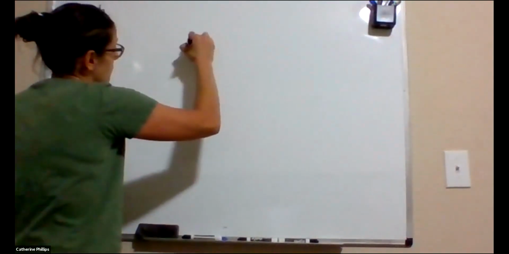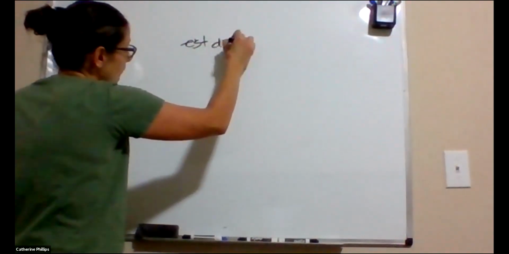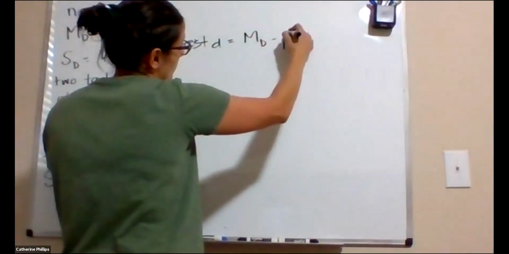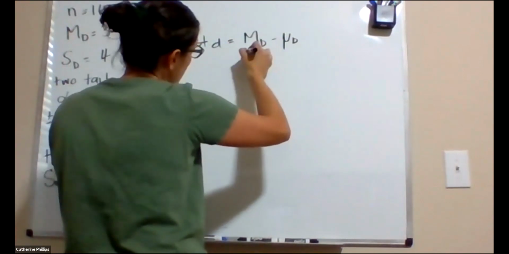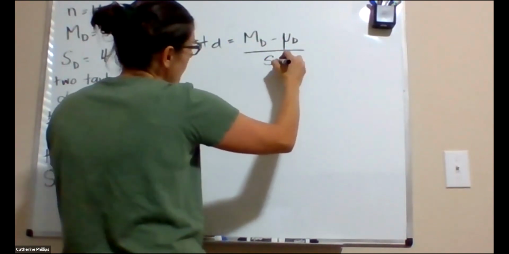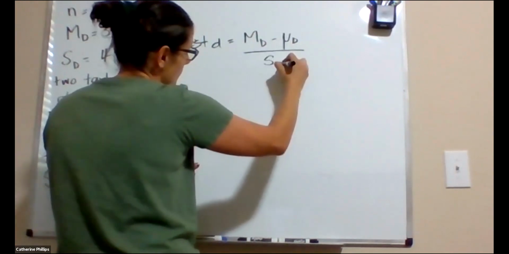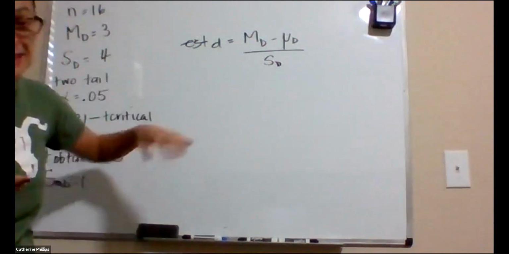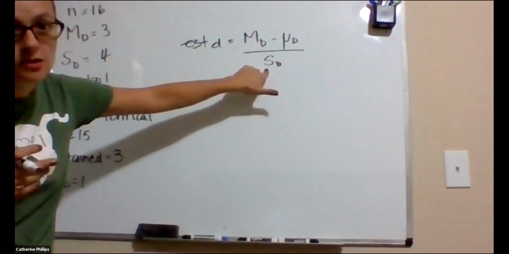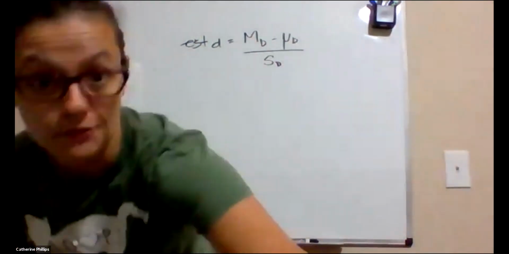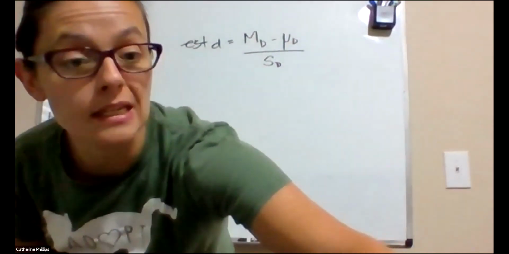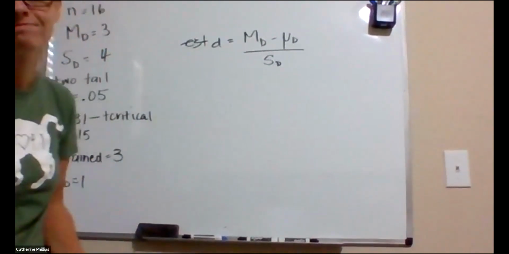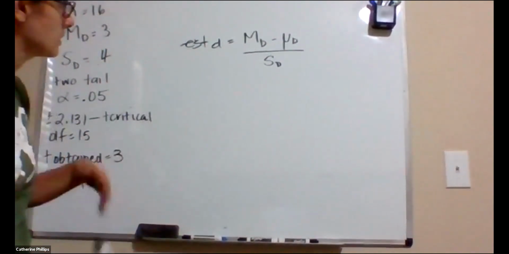So estimated Cohen's d is equal to the mean difference minus what's expected in the population, divided by the standard deviation of the difference scores. So in 17A versus 17B, the standard deviation of the difference scores was different, and so Cohen's d is going to be different for these two parts of the question.